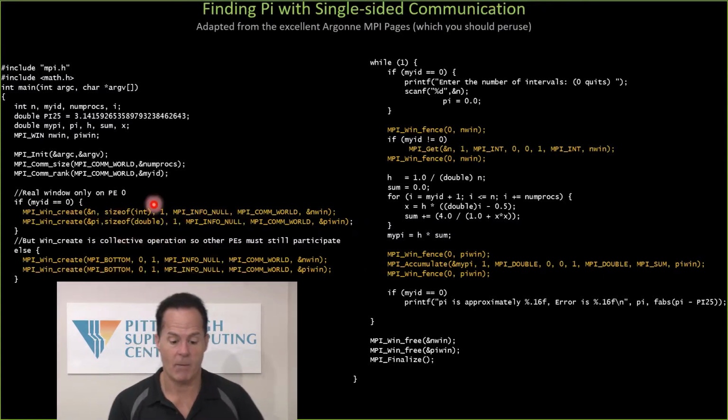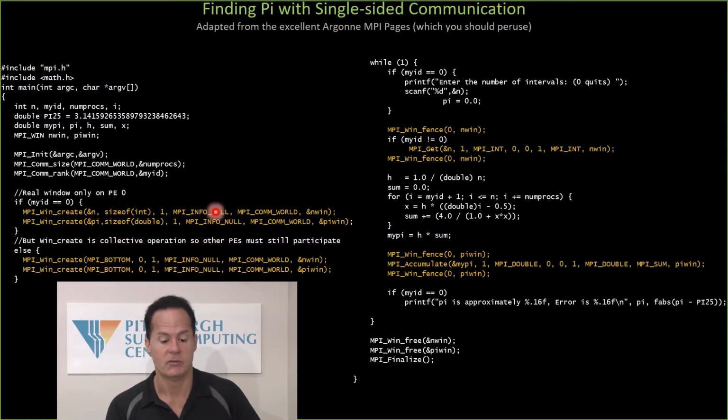So at this point now, we've set up these windows so that we can use the single-sided communications here. So we jump into the logic that we had before. PE0 reads in a number of intervals from the user, and now the other PEs need to find that out. They do that with a get statement. They just go straight into the memory of PE0 and they get that value directly from it. So there's no mutual exchange of data here.